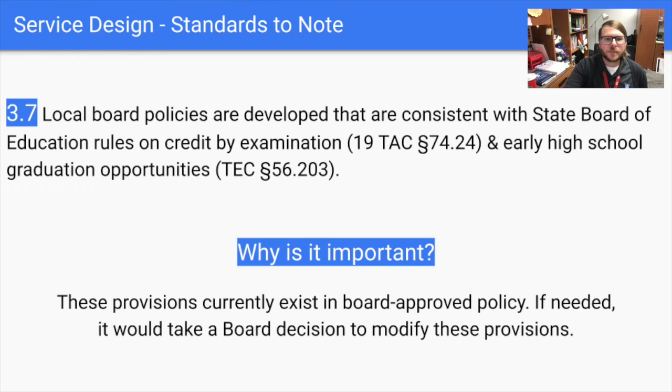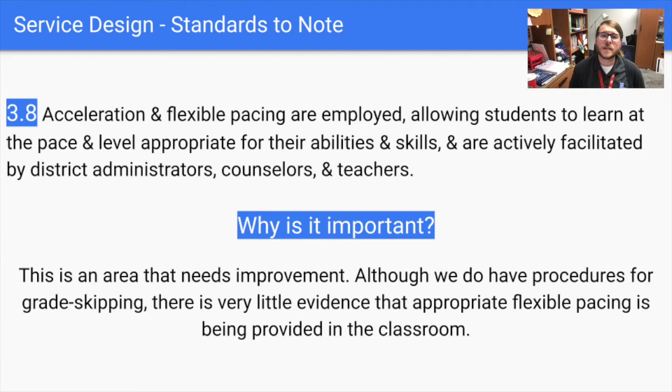All right. So 3.7 says that we must have board policy supporting credit by examination, and we do, so check that one off. 3.8 says we must provide acceleration and flexible pacing for students to learn at the pace and level appropriate for their needs.